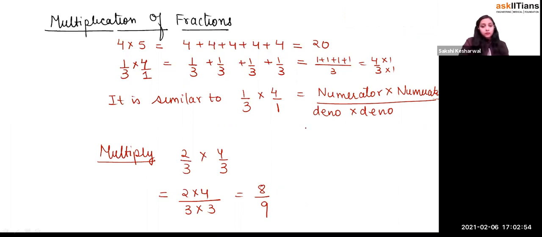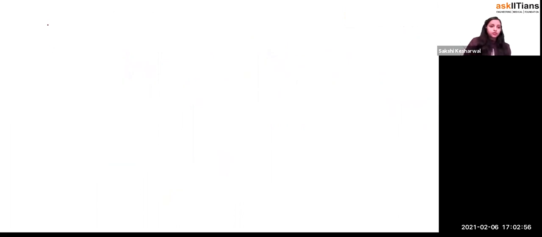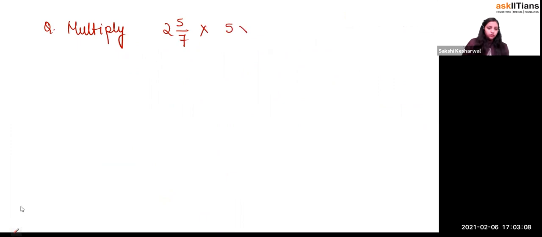Now if I give you the question: multiply 2 whole 5 by 7 into 5 whole 3 by 2. This is the multiplication of mixed fractions. So first you will convert these into improper fractions.